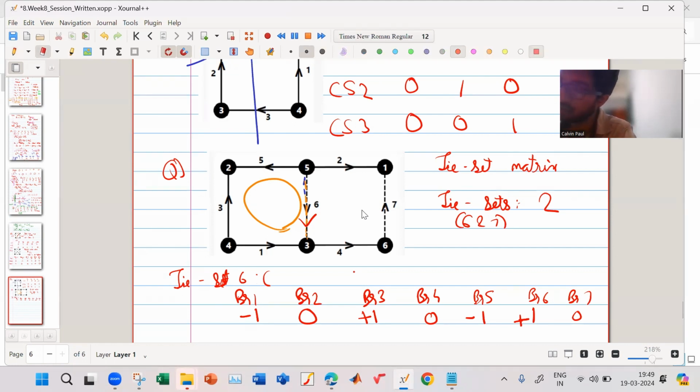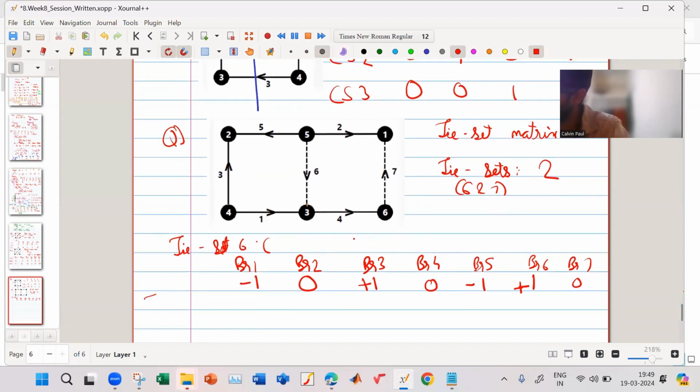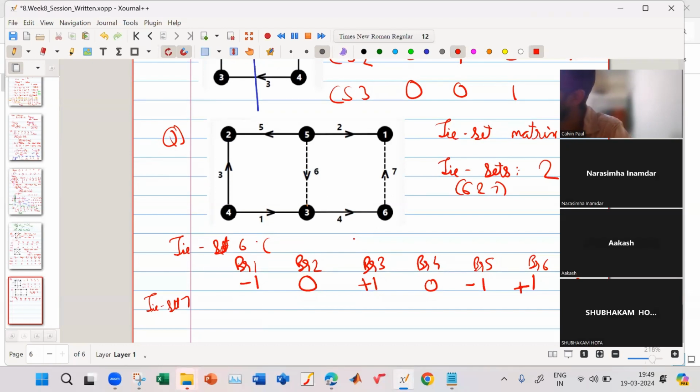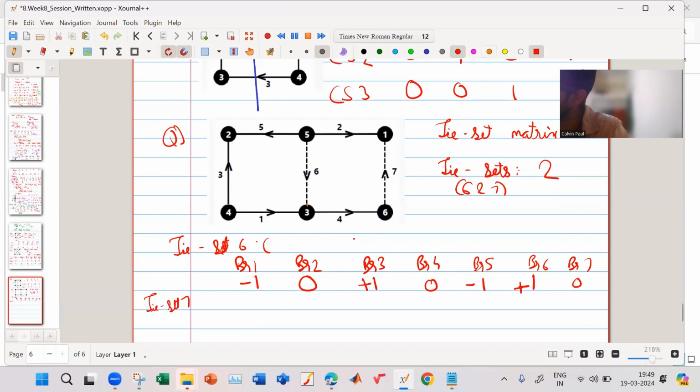Now we have to do tie set 7. We'll take the whole loop, right? The complete loop. So we are adding this. So we have to consider this entire loop. Okay. So Akash, you tell me what should be the numbers given. Yes, sir. First of all, 1 will be positive. 7 will be positive.